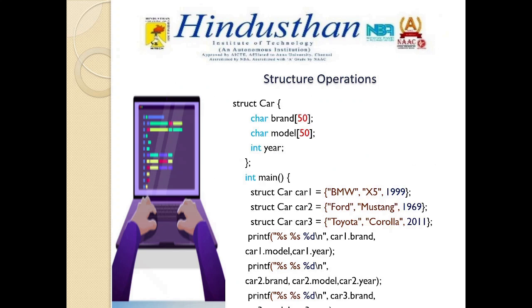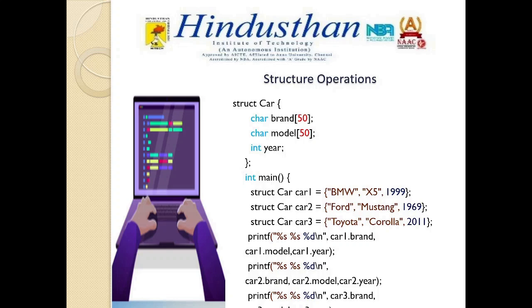Now let us see the example of structure. Here car is a structure. The members of the car, that means members of the structure, are brand, model and year. Brand is character, model is character, year is integer. Now we use the main function followed by struct, car1 with brand BMW, model X5, year 1999. Car 2 is Ford Mustang 1969. In car 3, brand is Toyota, model is Corolla, year is 2011.